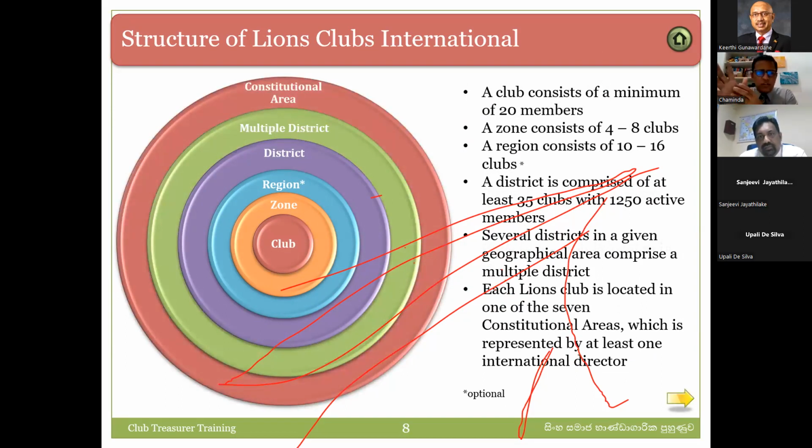Several districts in a given geographic area comprise a multiple district, and each Lions club is located in one of the 7 constitutional areas. Okay, which is represented by at least 1 international director. So just to get an idea, we have 1 international director, Lion Casper. So we are in 1 constitutional area.